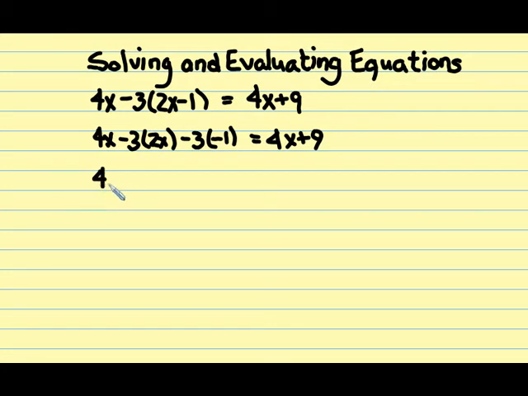So we'll start a new line. 4x minus 6x plus 3, because we know if we have two factors and I have an odd number of negatives, the answer there is going to be negative. If I have two factors and I have an even number of negatives, the answer is going to be positive. So it goes back to the rules for your integer math.